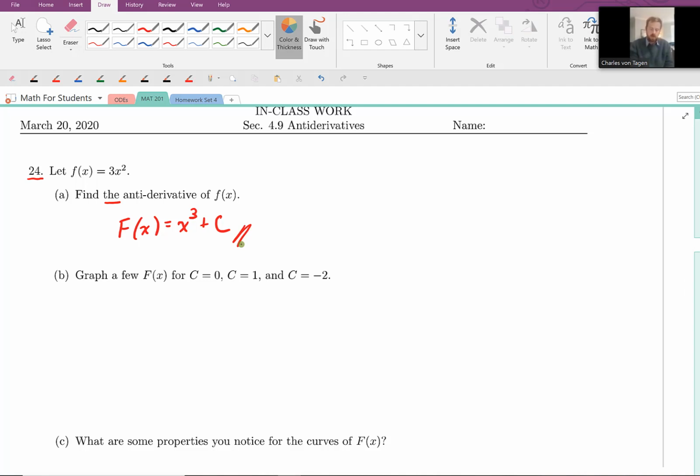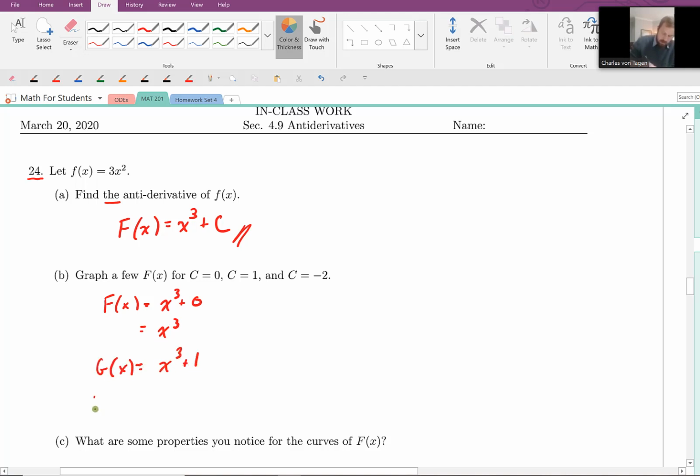Okay, now we're asked to graph f of x for a few different parameters. So let's go ahead and graph f of x is equal to x cubed plus 0, which would just be x cubed. And we'll graph this function, let's call it g of x, is equal to x cubed plus 1. We'll graph that function. And h of x is equal to x cubed minus 2. So let's graph all three of these functions on the same coordinate system. Here's x, and here's y.